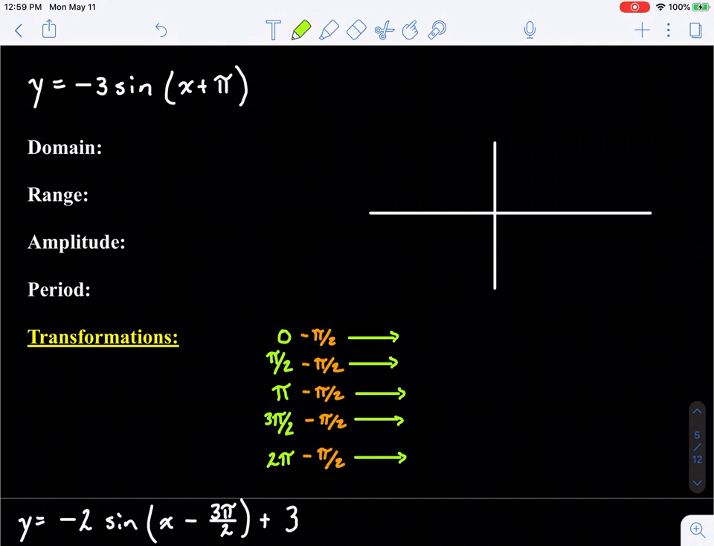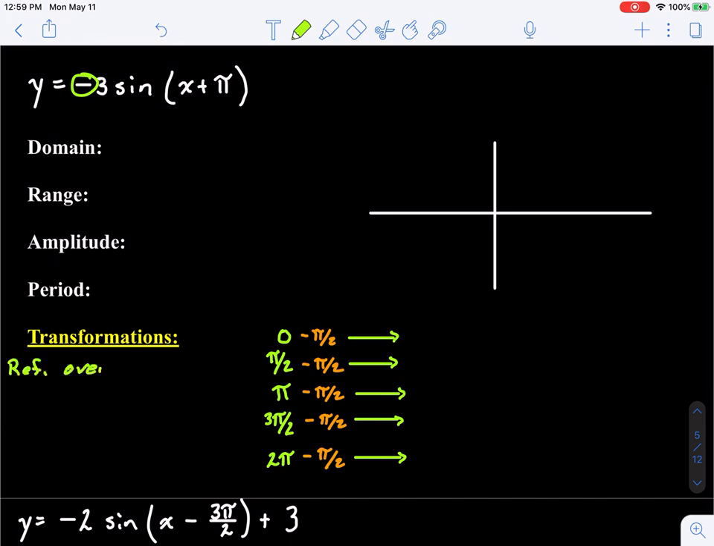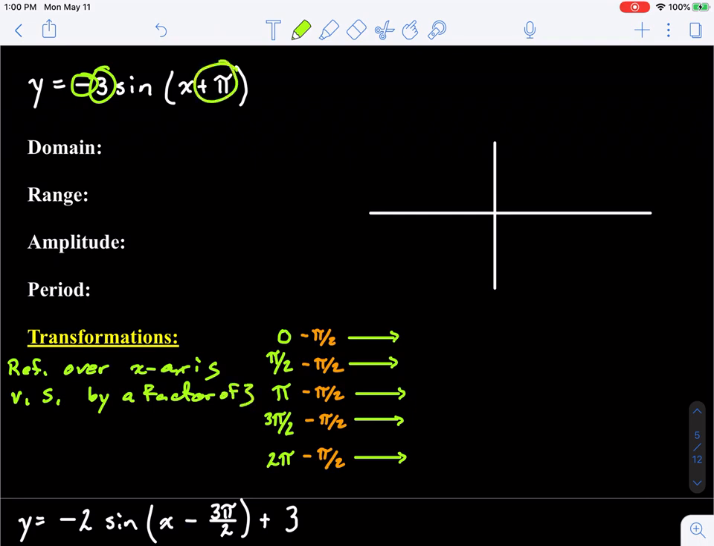All right, the next equation we have is y equals -3 sine(x + pi). So transformations, identifying those: we have a reflection over the x-axis. We have the 3, which is a vertical stretch by a factor of 3. And then we have plus pi in here, which is a shift to the left pi units.